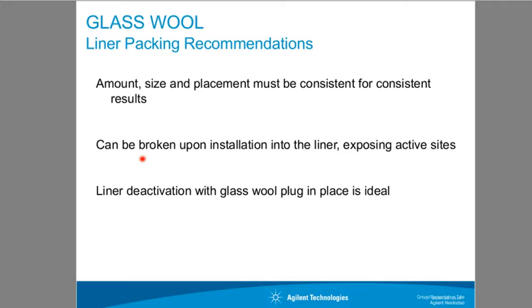If you're packing them yourself, and this is actually true with a lot of manufacturers as well, we'll take a liner, deactivate the liner, we'll take a vat of glass wool, deactivate the glass wool, and then we'll break off some of that glass wool and shove it into the liner. Well, when you do that, you have active sites all on those fibrous ends that are now not deactivated because they were broken off. So typically what's really ideal is deactivating the liner with the glass wool in place. And that's what we do with our ultra inert liners. That takes away any of those small active sites on those fibrous ends of the glass wool. So all these things you really have to consider when you're developing a method.